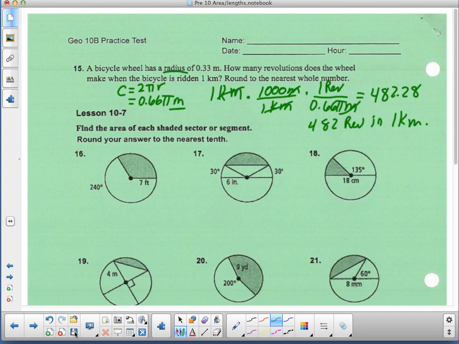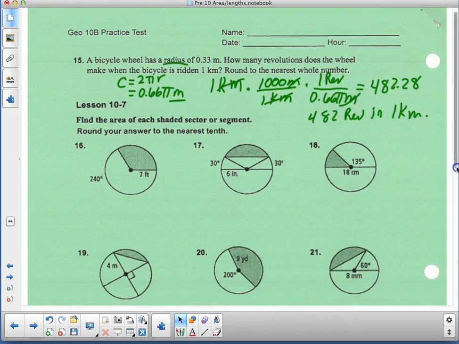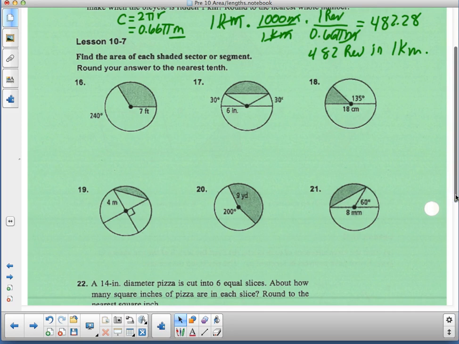Now, this next set is sector area, okay, from 10.7. So I'm working with sector area in 10.7. And in sector area, I've got sector area.